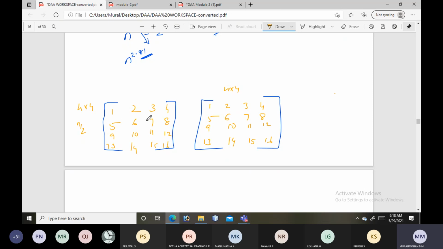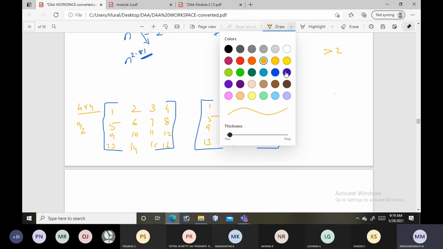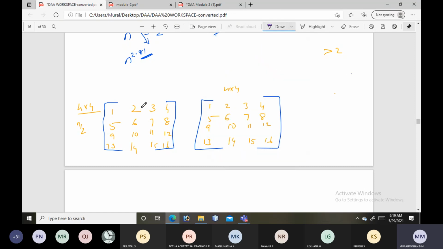Now what we will do, here it is a 4 cross 4 matrix. The size is greater than 2, so we feel that it is large. We should divide this into a smaller problem so that we can solve it easily. So we will divide this problem into half. Let me take this as A00, this is A01, this is A02 and this is A03. Similarly, it will follow like this.